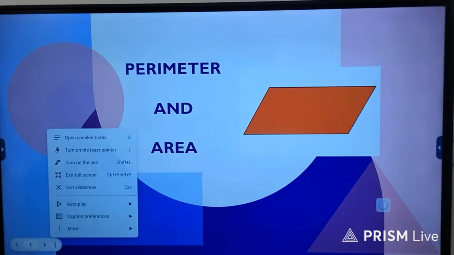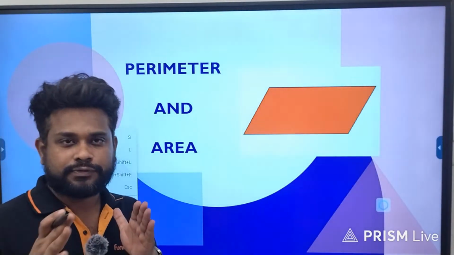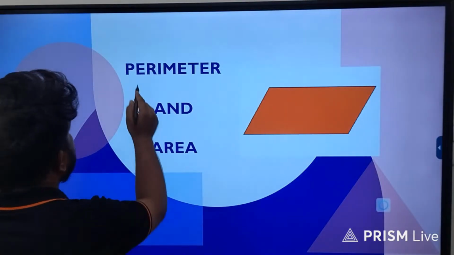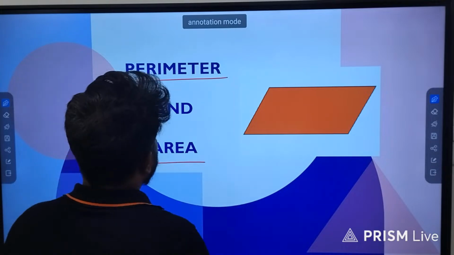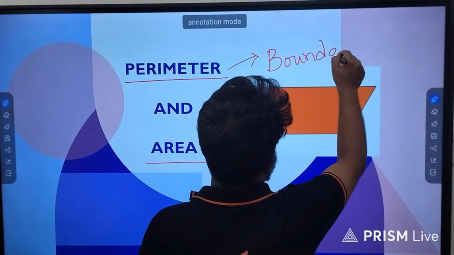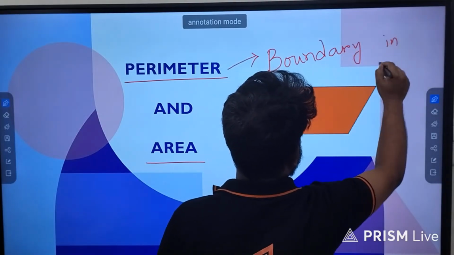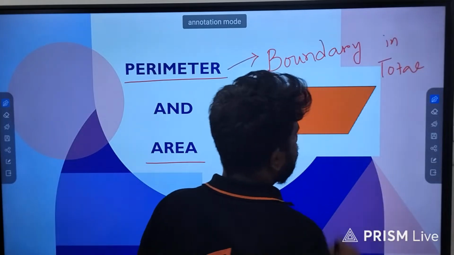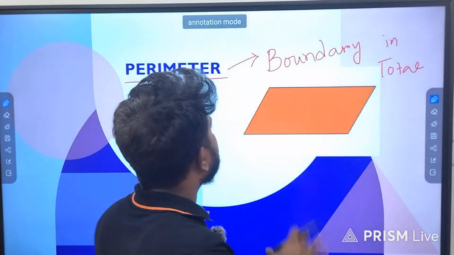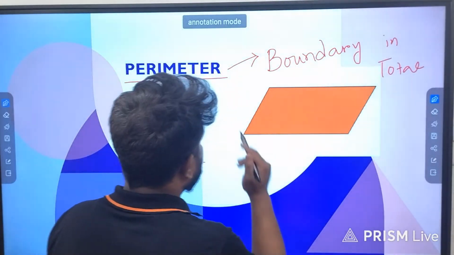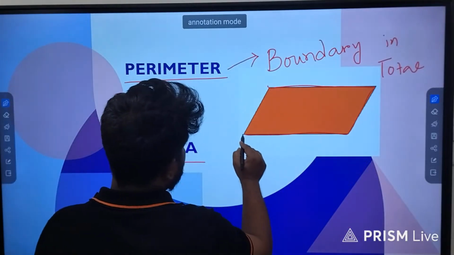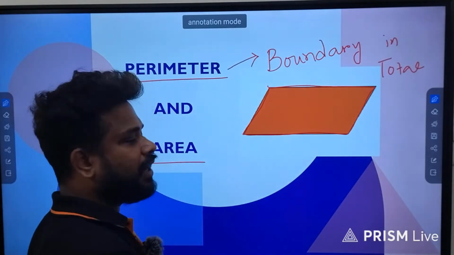So from the beginning, or like from class 4, we have tried to study what is perimeter and what is area. The perimeter in short is the boundary in total. Okay, so this is the definition, or just in a few words people used to describe it. So if I talk about this image, the total boundary of this figure will be the perimeter.